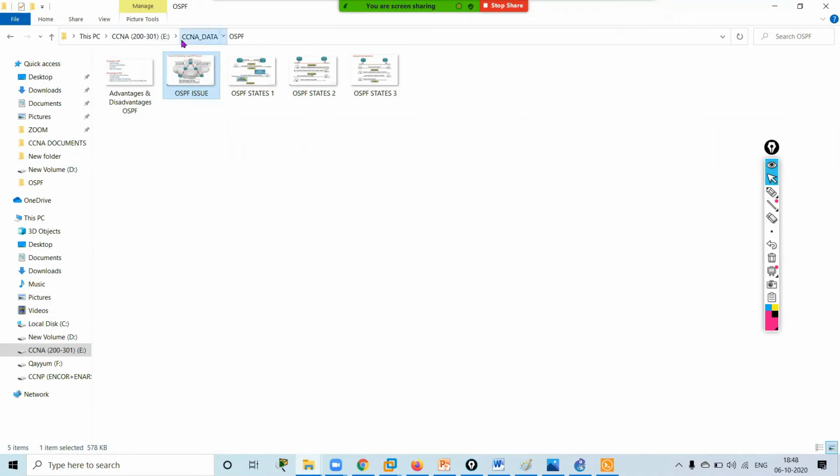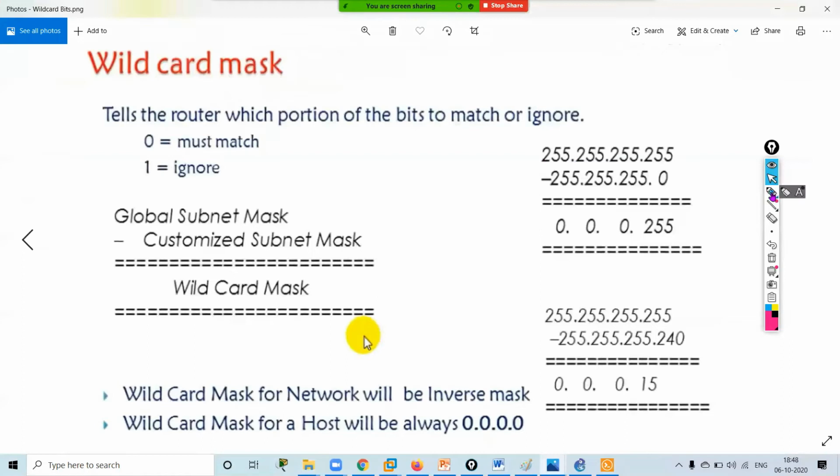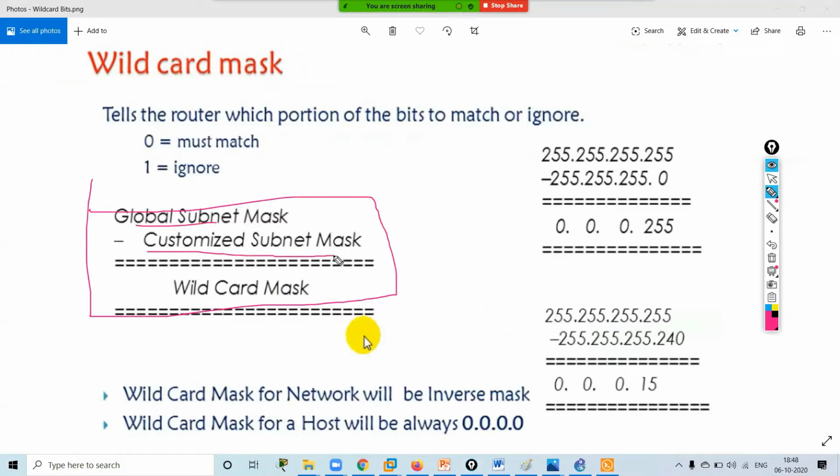Okay. So wildcard bits is something you can see over here. Wildcard bits are given with this formula: global subnet mask minus customized subnet mask. You will get the wildcard mask. The global subnet mask is 255.255.255.255 minus the given subnet mask. Now this is for /24. If you have something like 240, you get 0.0.0.15. Understood? Wildcard mask.